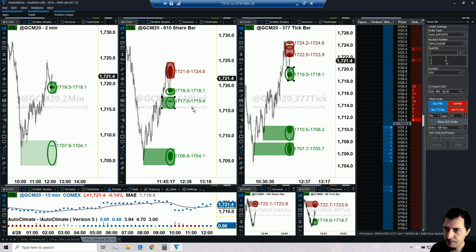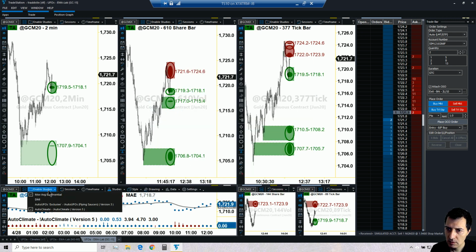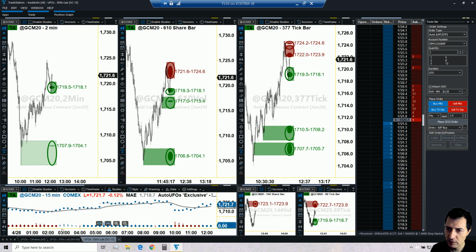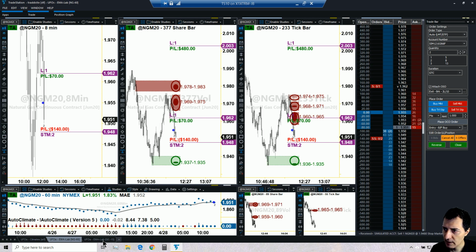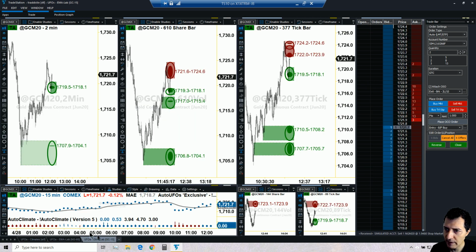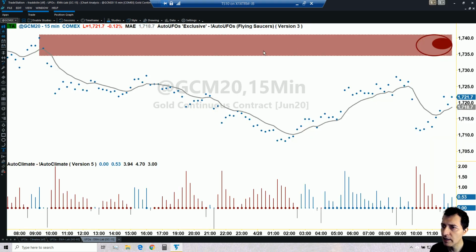Sorry for that. So yeah, that UFO is certainly valid. Okay, so looking for a target on gold. Natural gas is moving a bit against us. Nothing new at the moment. So we have the stop in place, so that's good. The target for gold would be that red UFO there.